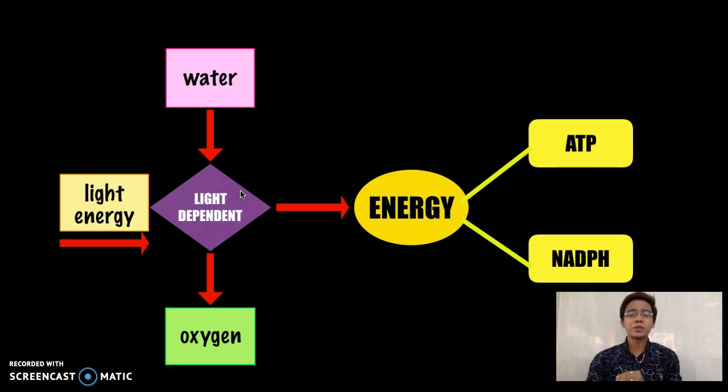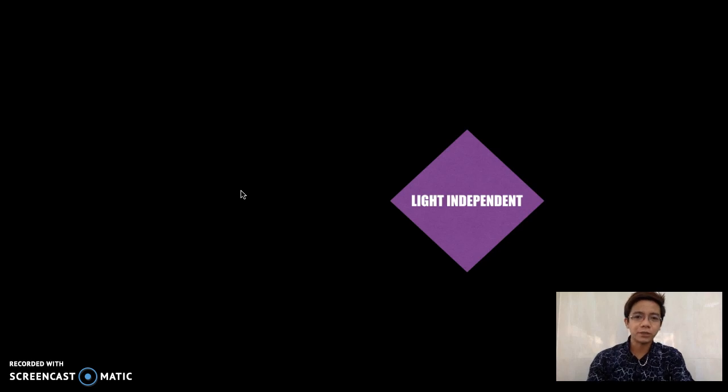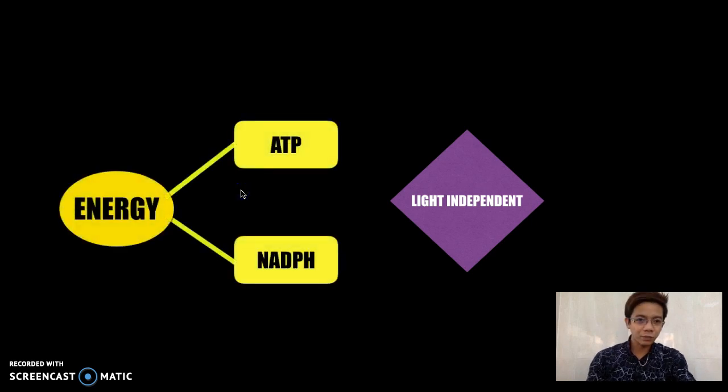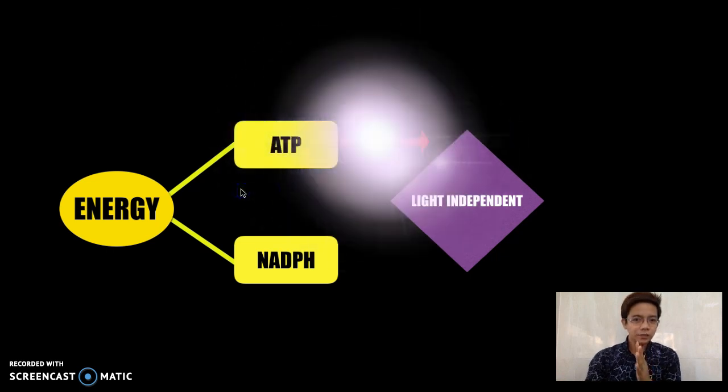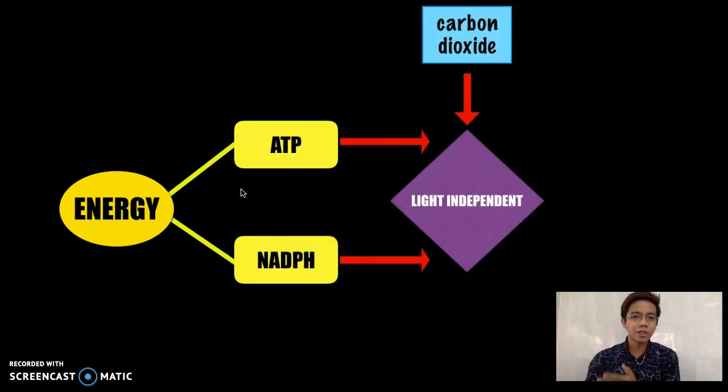And as the light-dependent reaction ends, the second reaction will take over, which is the light-independent reaction. Now, remember that in the light-dependent reaction, one of the products we have is the energy, in the form of ATP and NADPH. As soon as this energy is produced by plants, it will be utilized together with the remaining reactant, which is carbon dioxide.